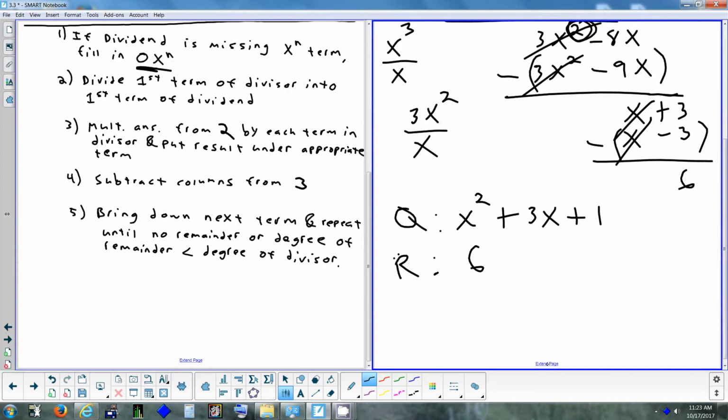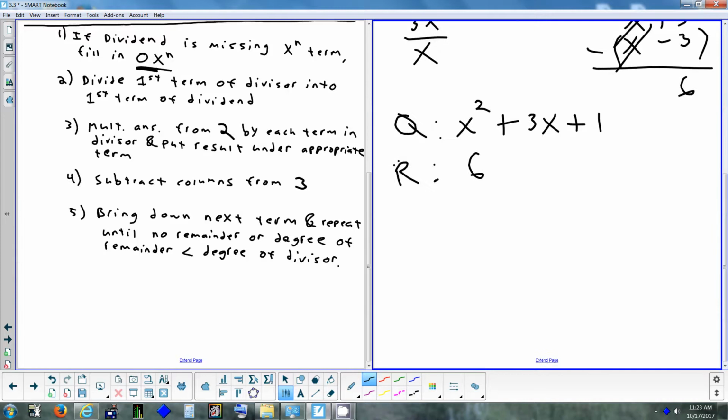Okay. Any question on that? So it's all just one quotient? Yep, that's all one quotient. No, I mean, like, that's all the steps for that one. That's all the steps to that one, yep.